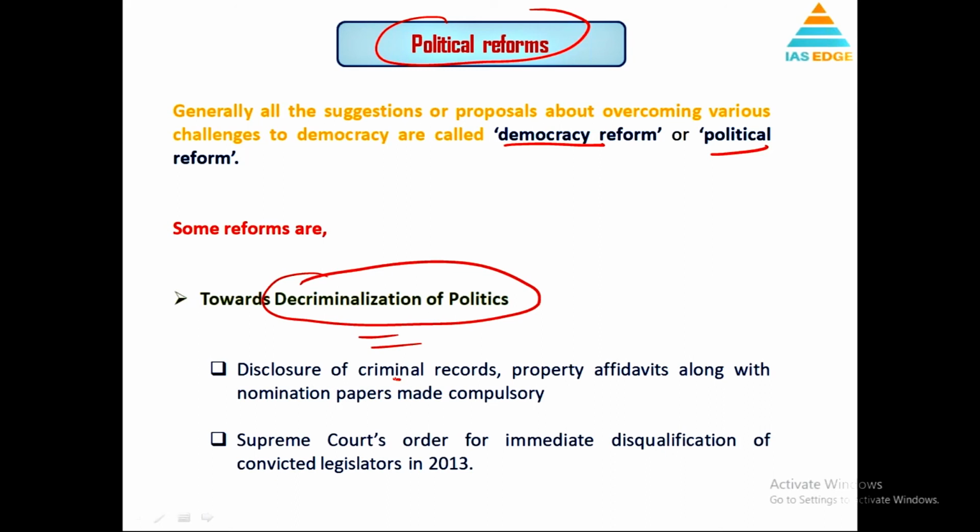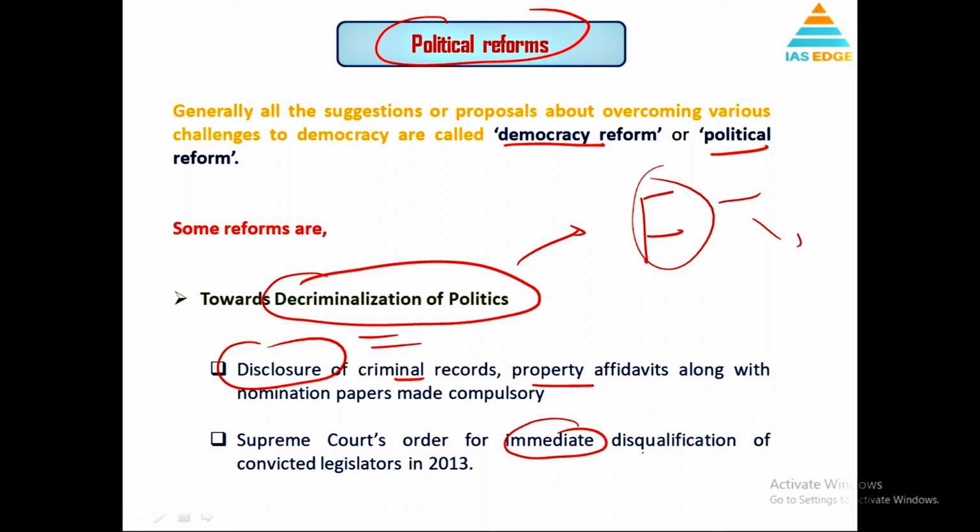People with criminal records, property affidavits, everything has to be open now. So when you go and contest an election, you have to put your source of income and any kind of criminal cases, if there are any pending. So give all the information. If you give wrong information, your membership might be cancelled. The Supreme Court has given a decision here, disqualification of convicted legislators in 2013. So decriminalization of politics is a way forward where clean people enter into politics, and that sets the base.